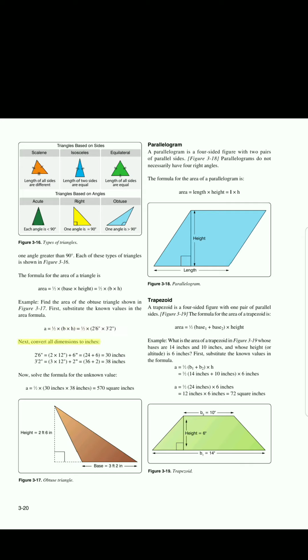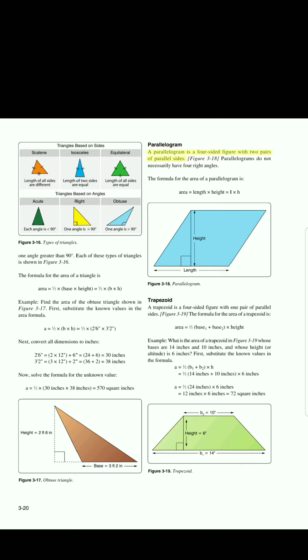Next, convert all dimensions to inches. 2 feet 6 inches equals 2 times 12 plus 6 equals 24 plus 6 equals 30 inches. 3 feet 2 inches equals 3 times 12 plus 2 equals 36 plus 2 equals 38 inches. Now, solve the formula for the unknown value. Area equals 1/2 times 30 inches times 38 inches equals 570 square inches.